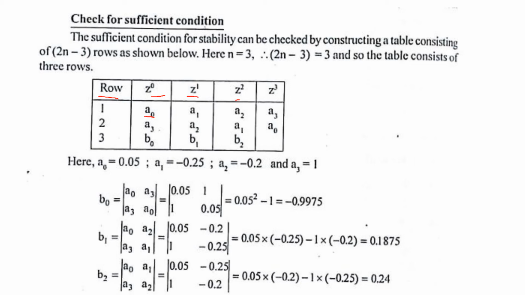Now we have the first row. The second row is just the reverse of the first row. So just write 1, minus 0.2, minus 0.25, and 0.05. Next, b_0.